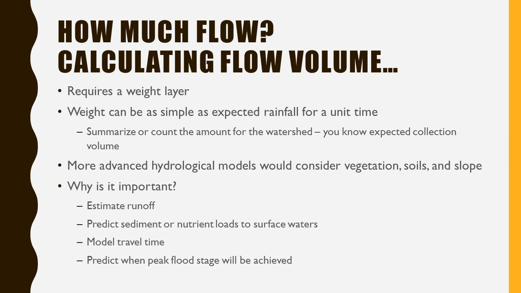So how much flow? How do you calculate flow volume? You need a weights layer. Weights can be as simple as multiplied by expected rainfall over an amount of time. You can summarize it. There are lots of different ways. In general, more advanced hydrological models would consider things like vegetation and soil and slope, because that is directly related to how quickly rainfall becomes runoff. That relates to how much rainfall infiltrates the soil and how much is overland flow. All these complicate how water will accumulate.